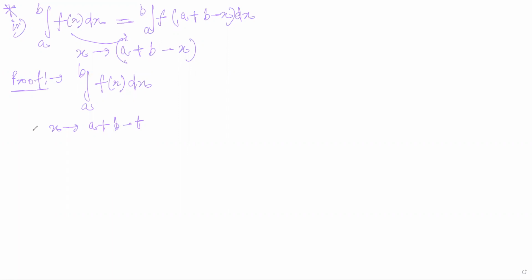If I substitute x with this value, I also need to substitute dx, and I also need to substitute these limits. So in this case, let's find out the lower limit. If x is a, the expression will be a plus b minus a, which will be b in this case. Now you can find out the value of t from here. Let's find out the value of t. Take this t to the left hand side.